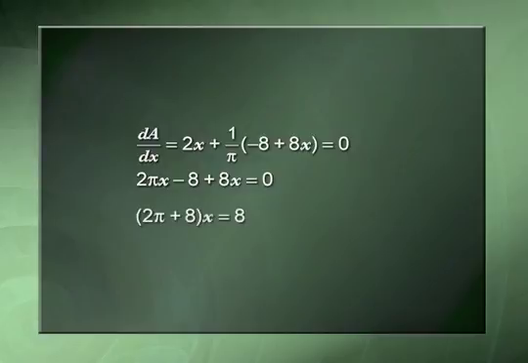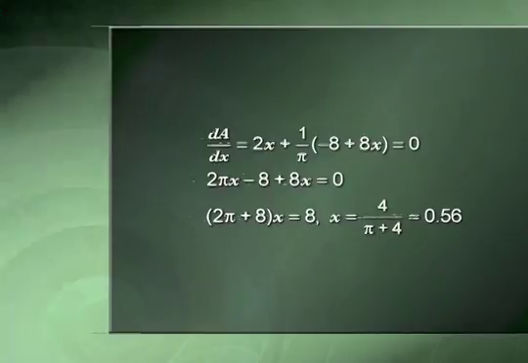Factor out the 2 pi plus 8 times x equals 8. I've moved the 8 to the other side. Divide, and you finally get x equals 4 over pi plus 4, which is about 0.56 on your calculator. Now, a lot of students would do the following. They would circle this as the answer and say that's the value of x that maximizes the area of the two figures.